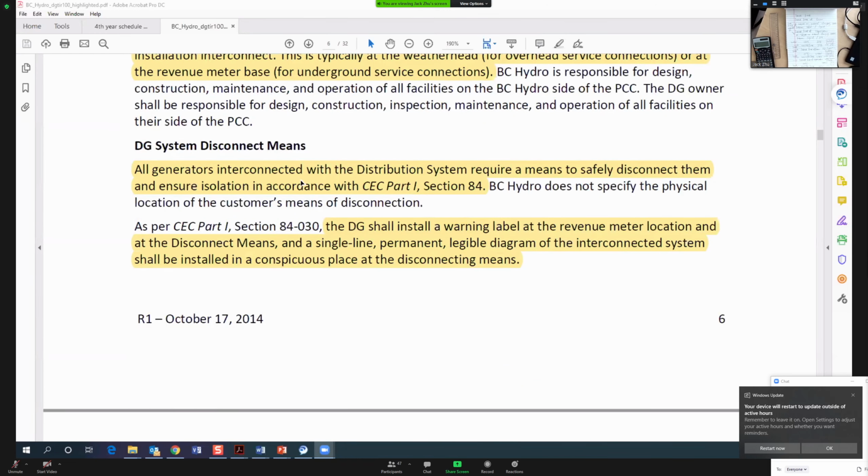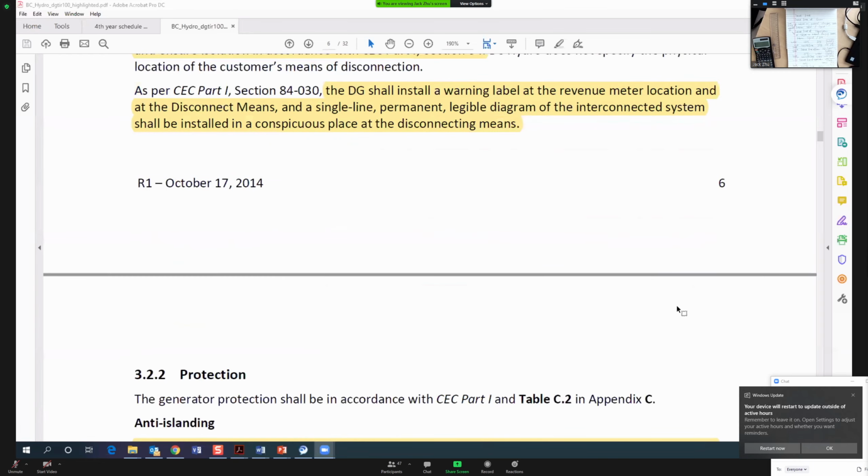Disconnect means your generator requires a safe disconnect means to ensure isolation. And you also need to have a warning label at the revenue meter location. The disconnect means, with a single line permanent legible diagram of how the system is installed, has to be in a conspicuous place to show people, if people go there, they know what's going on, for safety reasons.